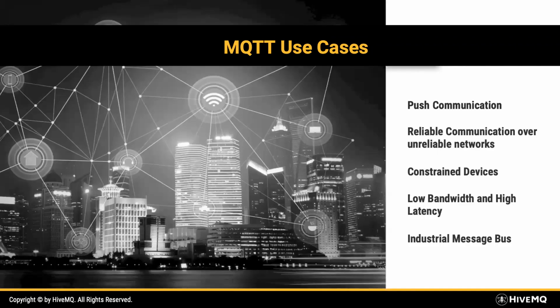Also from technological use cases, very often there are requirements like push communication, so this instant, snappy communication. This is reliable communication over unreliable networks, which we already talked about. And it's really built for constrained devices and for low bandwidth and high latency environments. And also what we see a lot in our customer base is this industrial message bus, so connecting your whole factory and even factories with MQTT is something a lot of enterprises do today because of the simplicity. And the technological challenges we saw for the Internet of Things also apply heavily for the industrial Internet of Things.